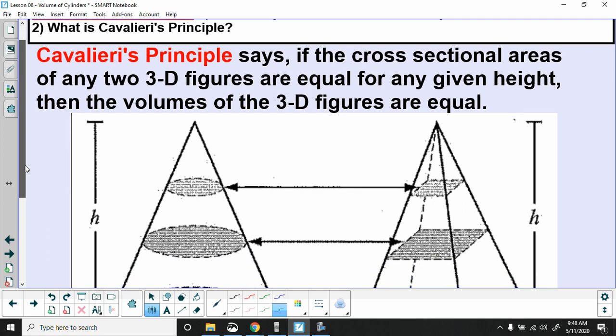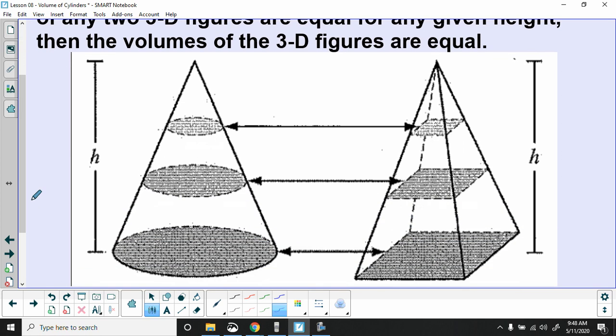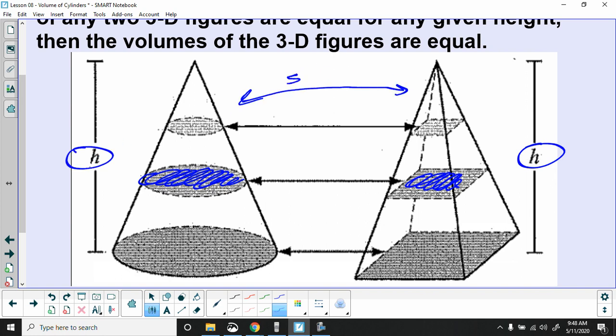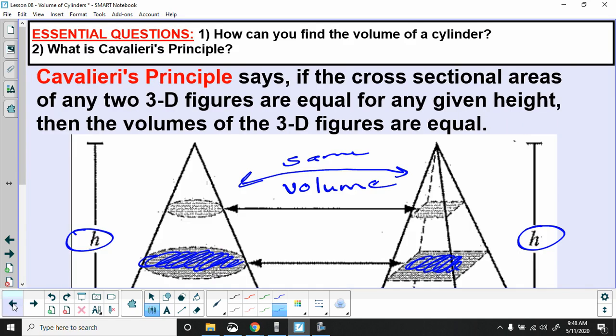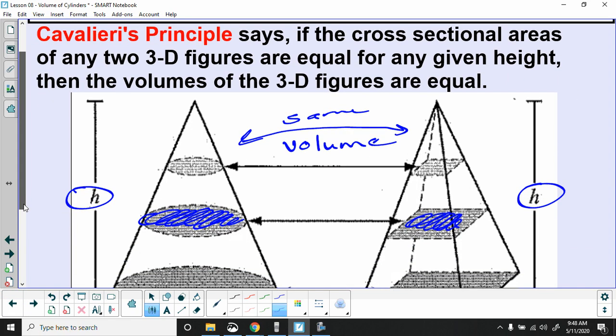Here's a little snippet of another example. Ideally, if this area is still the same as this area, and the heights are the same, then these two figures have the same volume. Hint, hint, this is a test question. I think that's it. Oh, sorry, maybe I didn't slow down on that last one. There you go. Pause the video, jot that down, have a cool picture, etc.